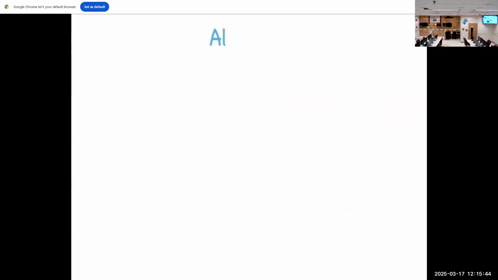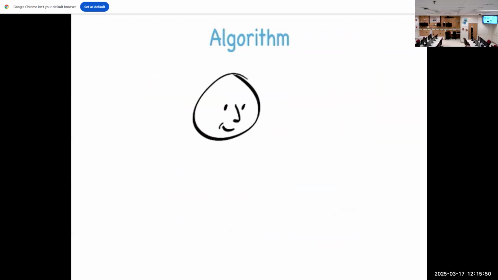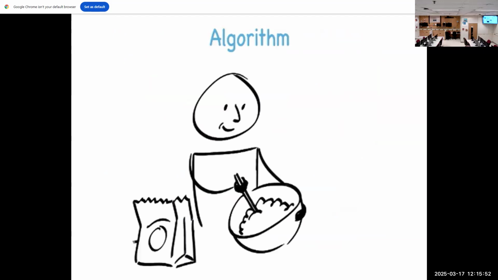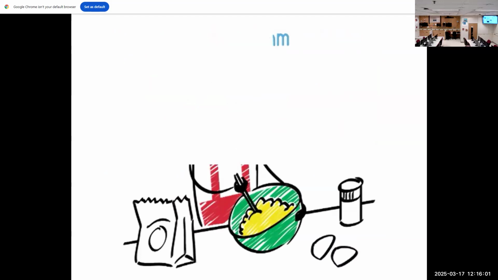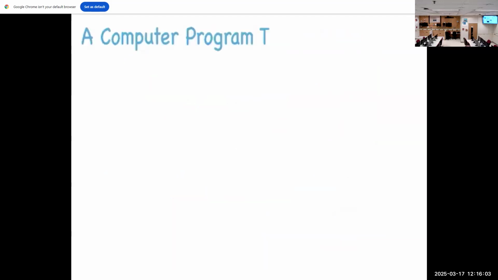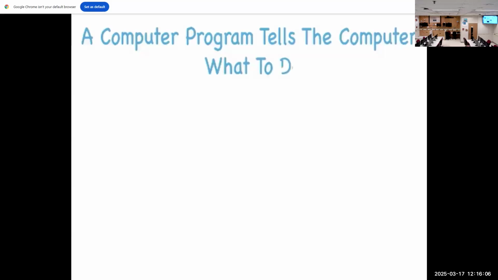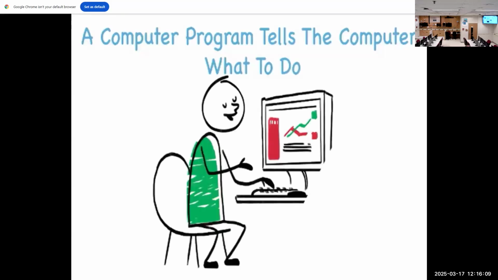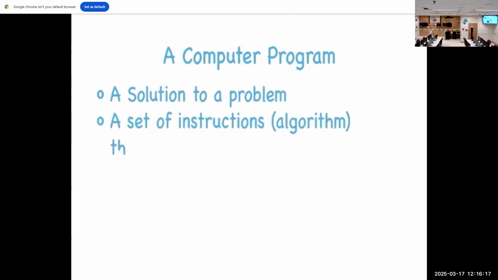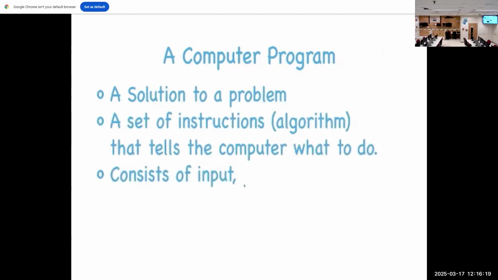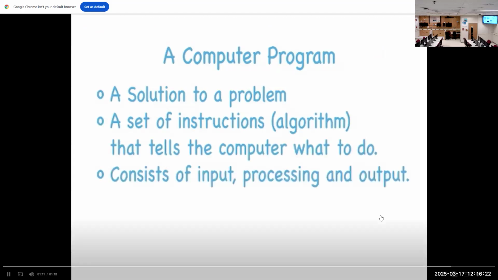What's an algorithm? It's a step-by-step set of directions. It's very much like directions for baking a cake. You can imagine if you iced the cake prior to baking it. Each step must be logically ordered. Just like the algorithm for baking a cake, a computer program is a list of instructions that tells the computer what to do. A computer program is a solution to a problem, which consists of a set of instructions, an algorithm, that tells the computer what to do. A computer program consists of input, processing, and output.